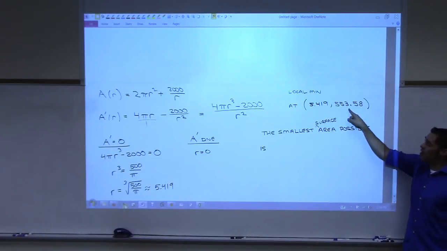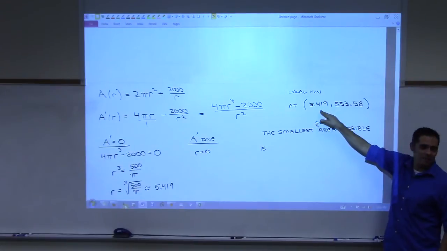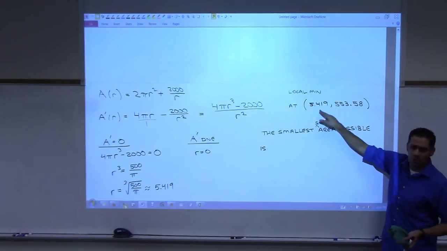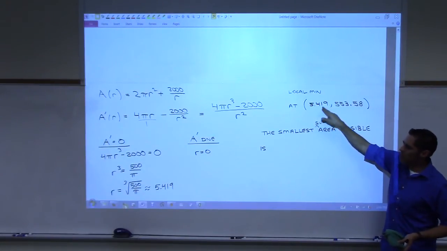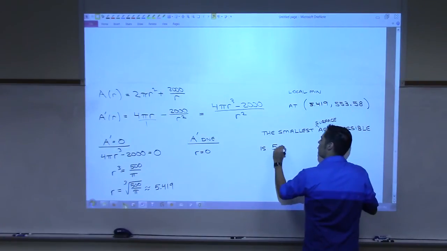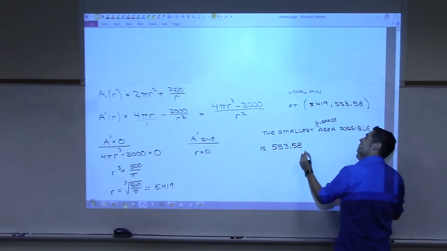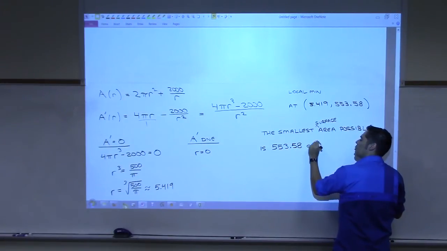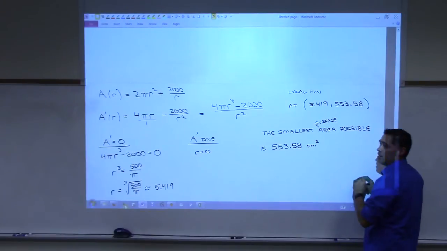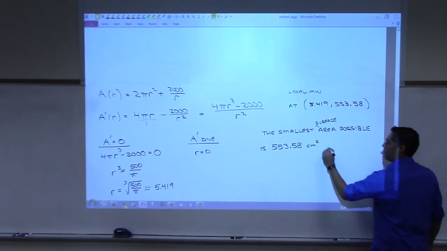That's right, it's this number right here, because remember, what we did is we plugged in R, this was going into the A function, right? So this was R being plugged in, it was spitting out A. So it's going to be 553.58, what? Centimeters squared, because it's area. Good. Smallest surface area possible is that.